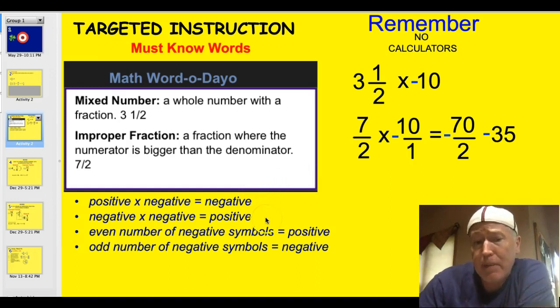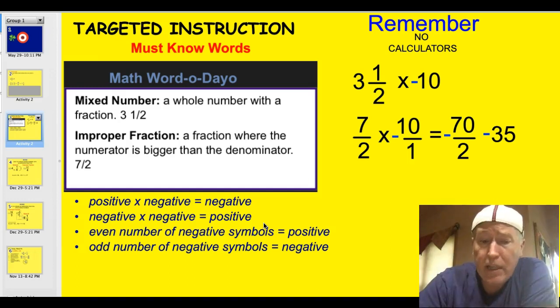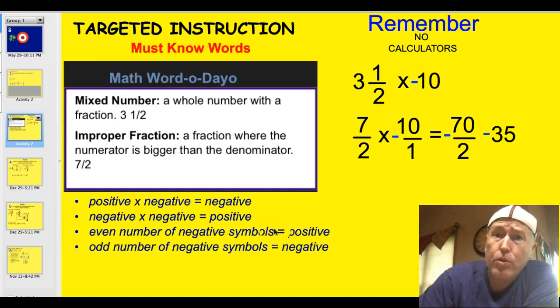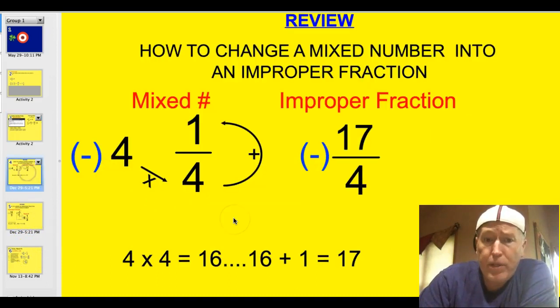A negative times a negative is a positive. The way I remember it, the old even-odd rule. If you've got an even number of negative symbols, when you're multiplying or dividing, you're going to have a positive quotient or product. If you have an odd number of negative symbols, you are going to have a negative product or quotient.